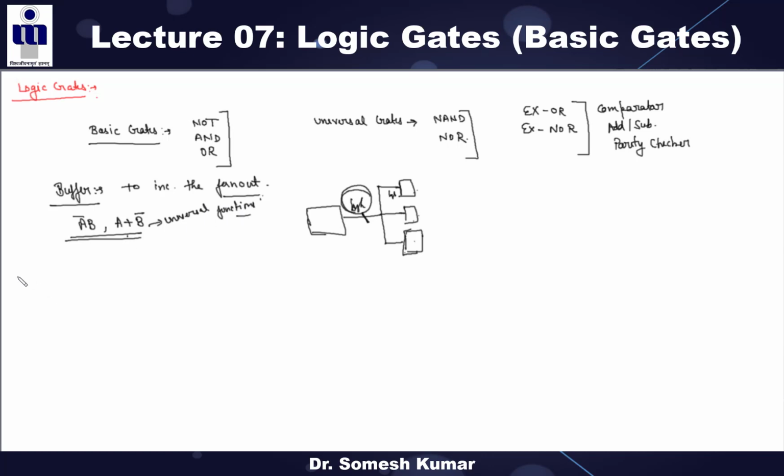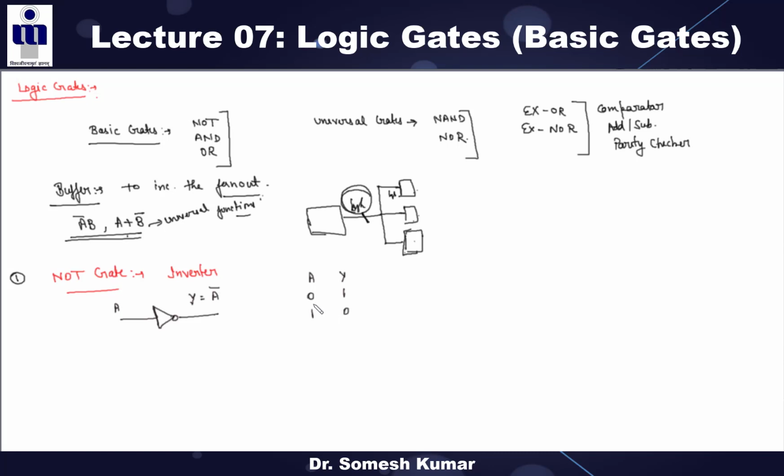Now we will start with the first gate, that is your NOT gate. This is also sometimes called the inverter, which is used to invert the input, right? The symbol of this NOT gate you already know. If the input is A, the output is A bar. So the truth table is: if the input is 0, output is 1. If the input is 1, output is 0.